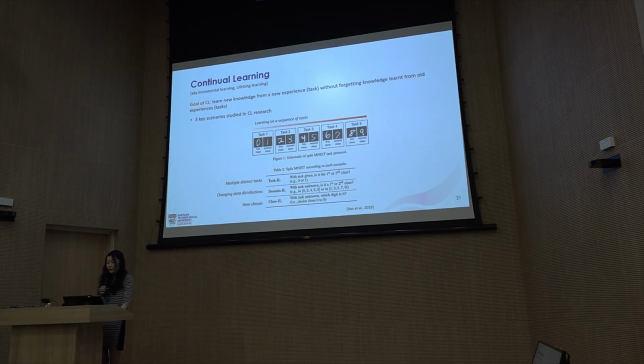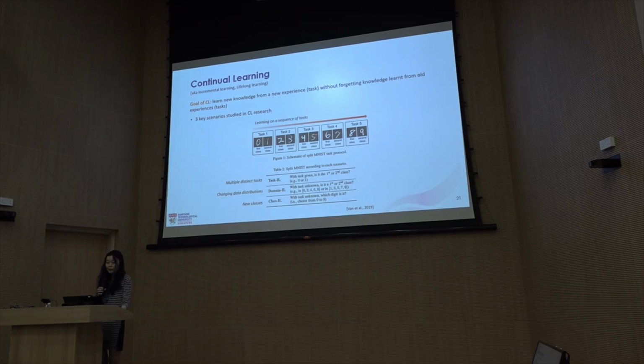So there are three key scenarios that are studied in continual learning research. The first is task incremental learning, which is the most simple amongst the three scenarios. So the model solves multiple distinct tasks, and the task is given during test time. So in this example, say we have task 1 that's given. All the model has to do is to predict whether it corresponds to the first or second class.